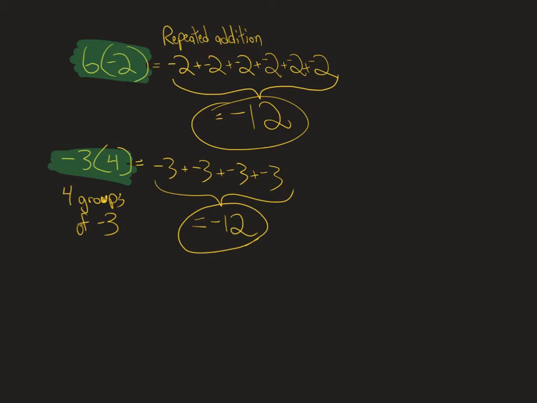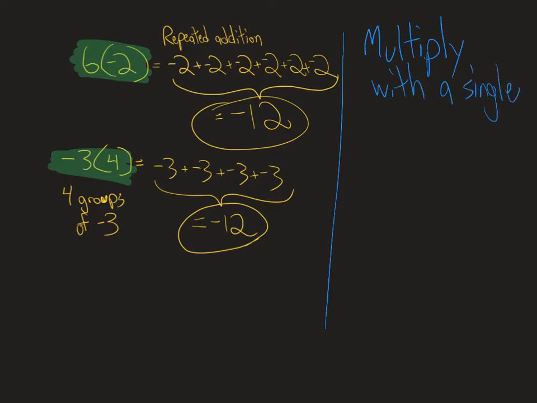So it turns out that when you multiply with a single negative, the answer is negative. And that's always going to be the case.